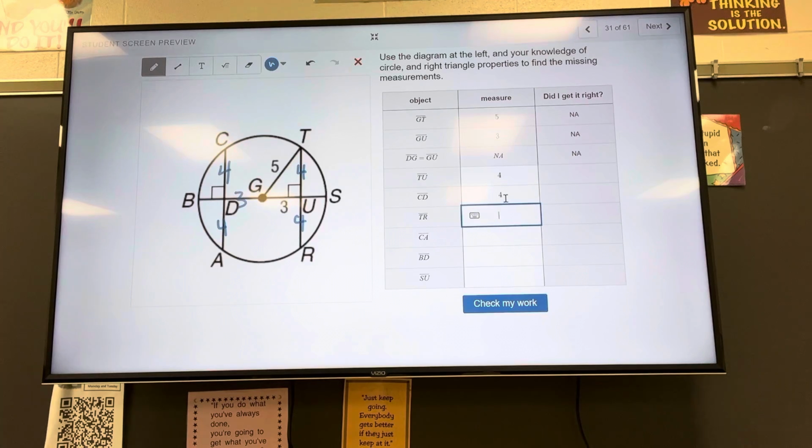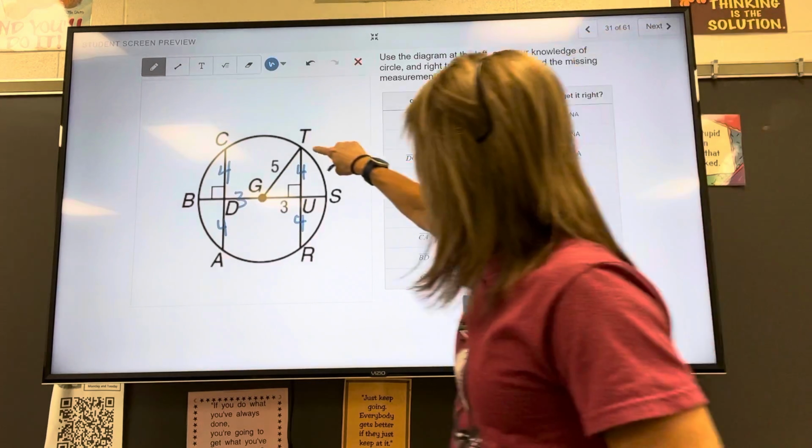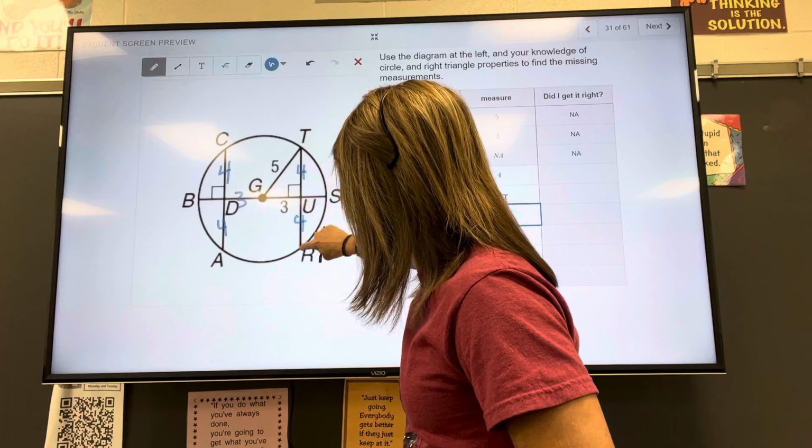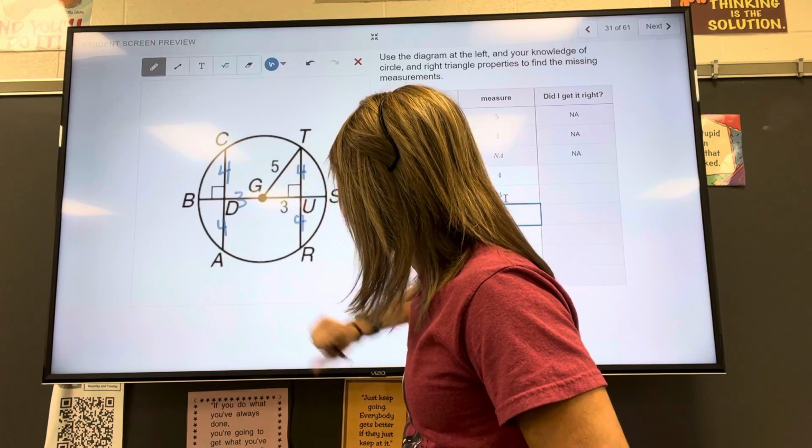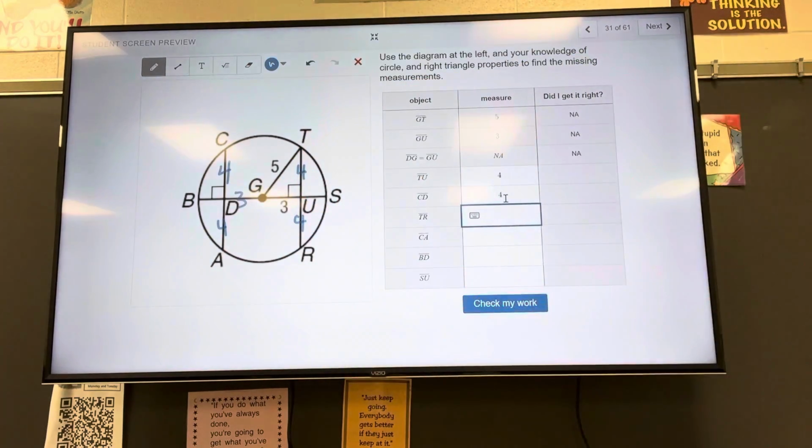TR, ooh, TR is the length of this chord right here. And it's been bisected. So 4 plus 4 gives us the length of TR, which is 8. So you have to be careful that you're answering the question that they ask. Same for CA, that's also 8.